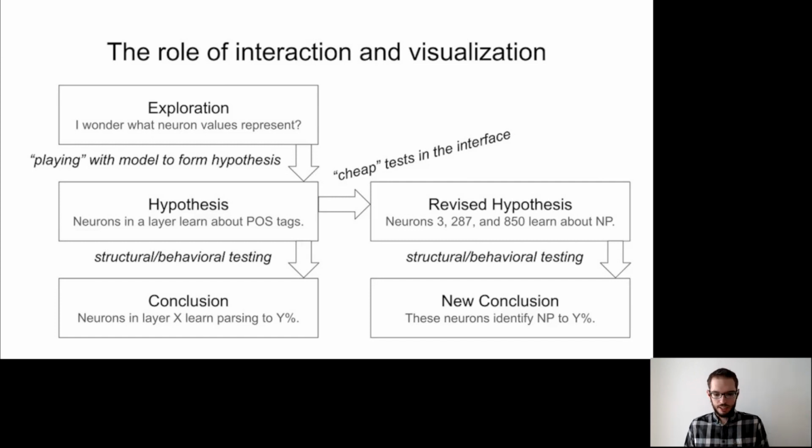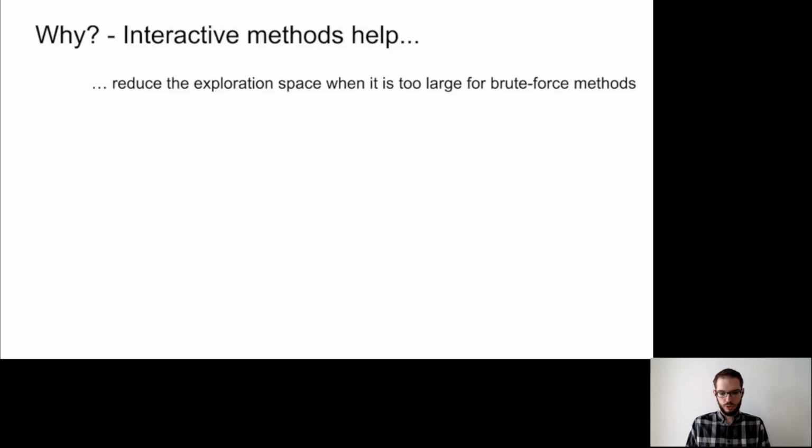As part of this pipeline, there are multiple advantages that I've included here. The first one is that interactive methods can help you reduce the exploration space when it is too large for brute force methods. Think back about the counting example, where I showed you 17 circles on the slide and you had to count them. Obviously, if we had 1 million of them, we may want some interface to show us the aggregated results directly.